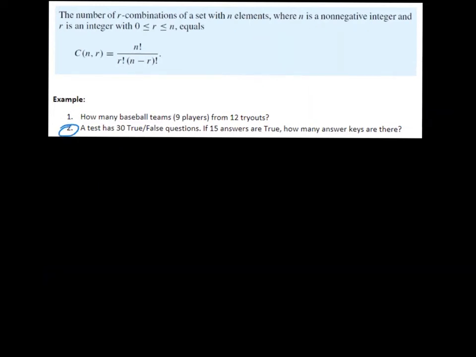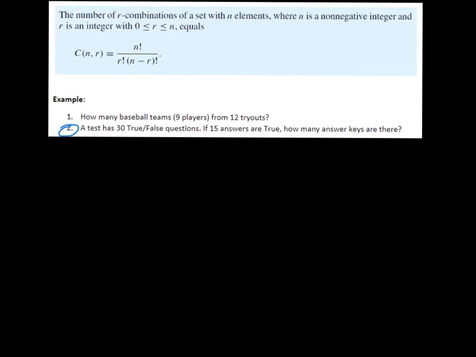For this example 2, a test has 30 true-false questions. So I have a test with 30 questions, and 15 of them are going to be true. So how many possible answer keys could there be? Well, I have 30 objects, which in this case are true-false questions, and all I know about them is that exactly 15 of them are true. So 30 test questions, 15 are true. So what I'm doing is I have 30 objects and I'm choosing 15 of them. Okay, and that'll give me how many answer keys there are.